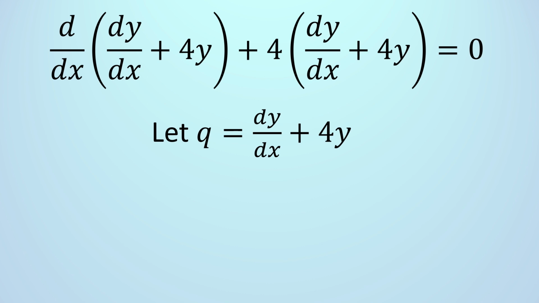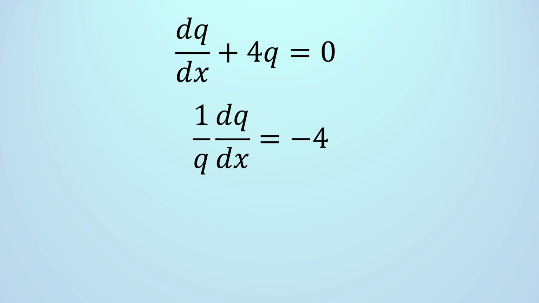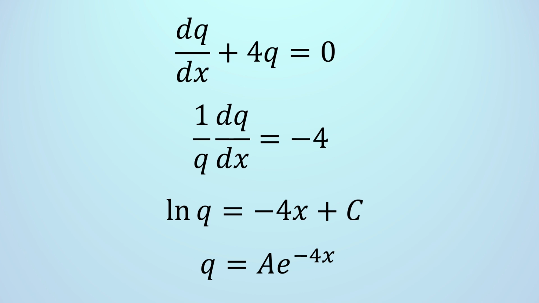Let q equal dy over dx plus 4y, meaning we've just got the differential equation dq over dx plus 4q equals 0. That's just a separation of variables differential equation, so we can move the 4q over to the other side and divide both sides by q to get what you can see right now, and then we can integrate both sides with respect to x. If you do that, you'll get ln of q equals minus 4x plus c. Rearranging to make q the subject of the formula, we can do e to the power of both sides, and then also do some tidying up with the integration constant to write it as an a in front of the e rather than a plus c in the power.